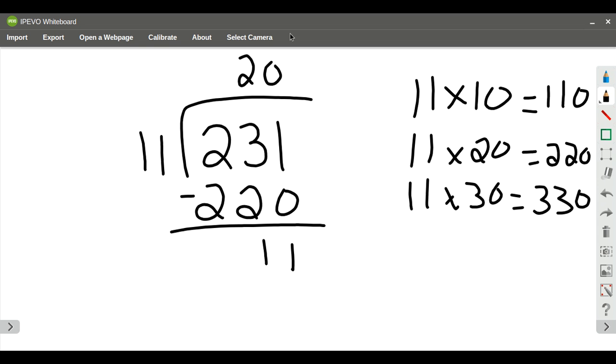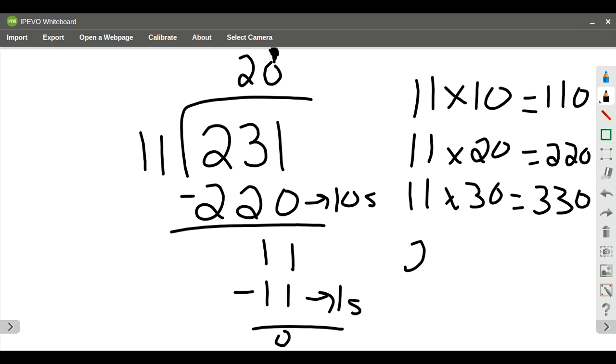So now I have to look at how many ones. So just make a note, this was my tens. How many ones do I need to multiply 11 by to get to 11? Well, the answer there is going to be 1. So I'm going to write a 1 up above my 20. Okay, and when I do that, I'm going to multiply. 11 times 1 is equal to 11, and then I'm going to subtract. So this right here is how many ones I multiplied 11 by to get to 11. 11 minus 11 is 0. So then I add 20 plus 1, and I get 21.